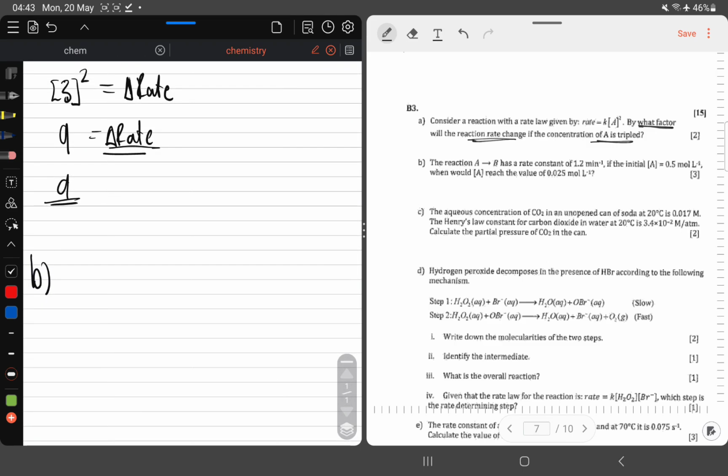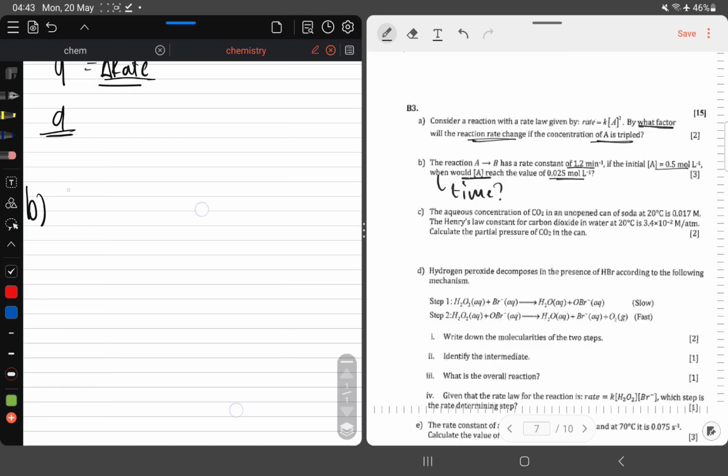Part B says the reaction A to B has a rate constant of this, the initial concentration and so on. When would the concentration of A reach this value? It's asking about time. And the moment I'm asked about the time that the concentration reaches a certain value, they are asking about integrated rate laws. They are the ones that tell me when the concentration would be a certain value.